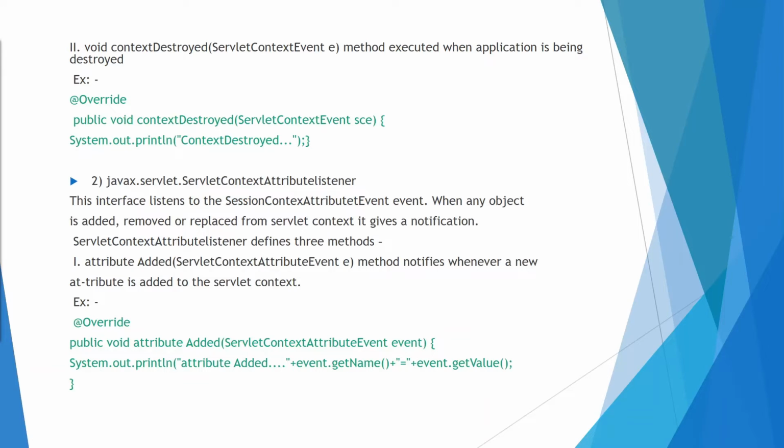Servlet context attribute listener. This interface listens to the Servlet context attribute event. When any object is added, removed or replaced from the Servlet context, it gives a notification. Servlet context attribute listener defines three methods. First one is attribute added. This method notifies whenever a new attribute is added to the Servlet context. This is an example for that.